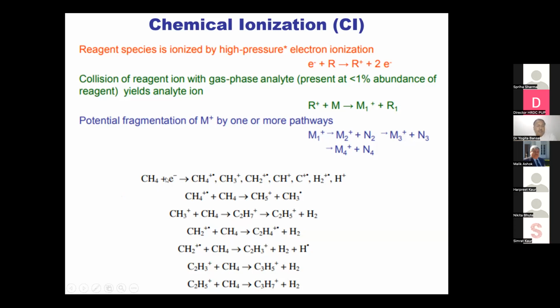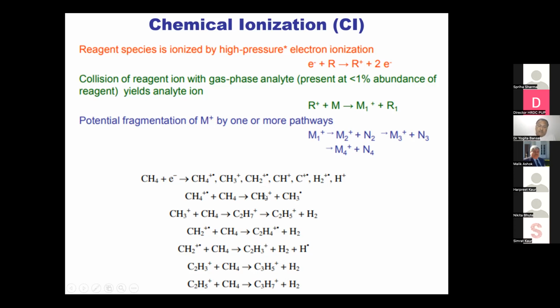See here, the methane is impinged by electrons. The methane gets converted to either methane radical cation, or methyl cation, or methine cation, and so on. So there are different species which are possible. Then this methane radical cation collides with a neutral molecule of methane and forms CH5+, which is protonated methane, and a methyl radical.